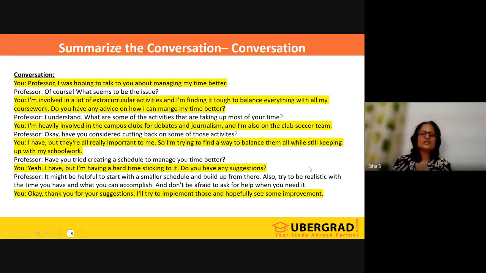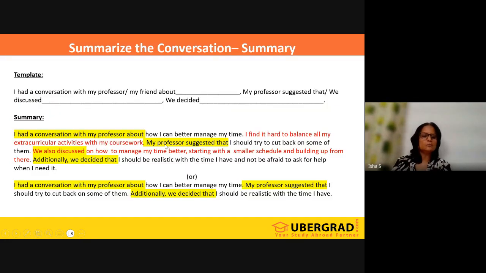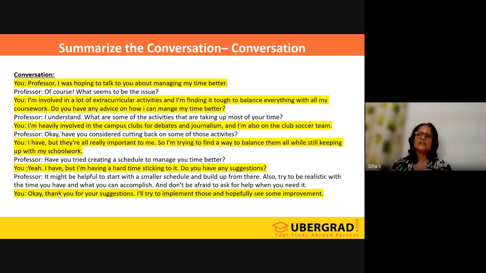Now, this is the conversation between the professor and a student. What you need to do here is use the templates we have shared before, and come up with the statements.